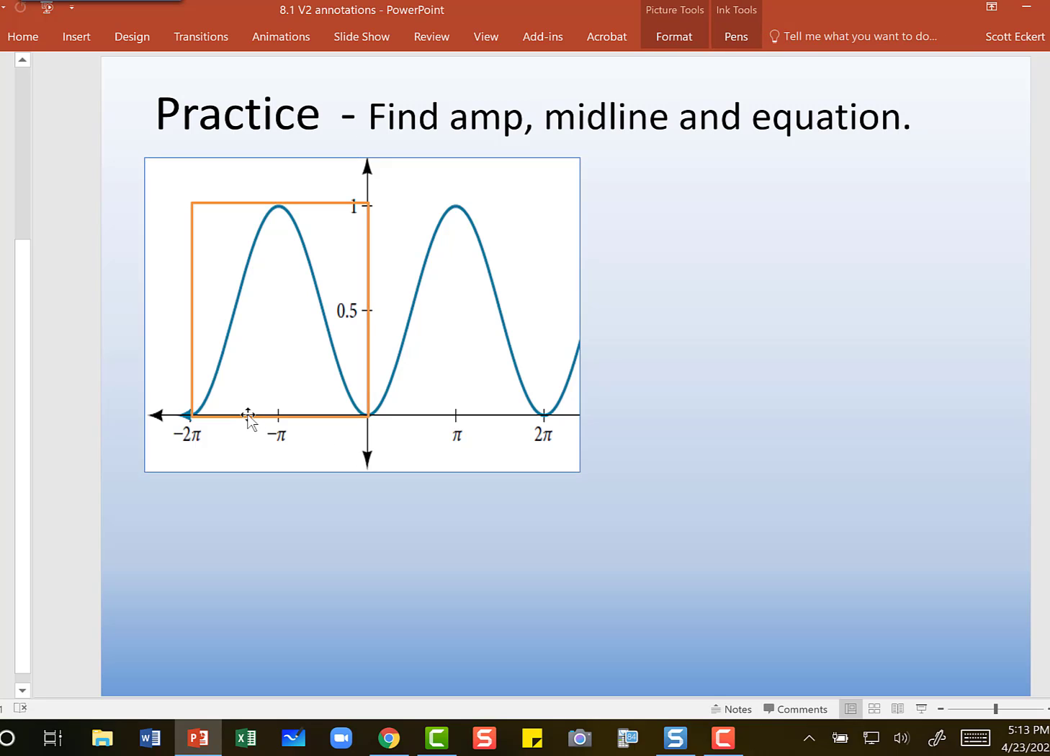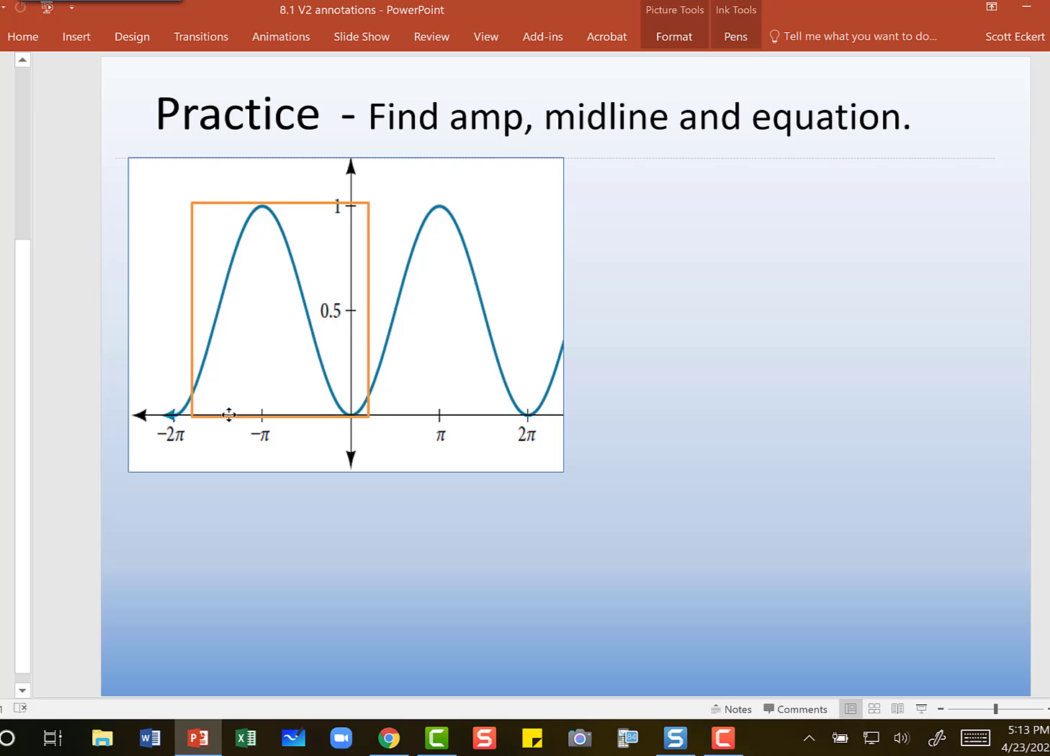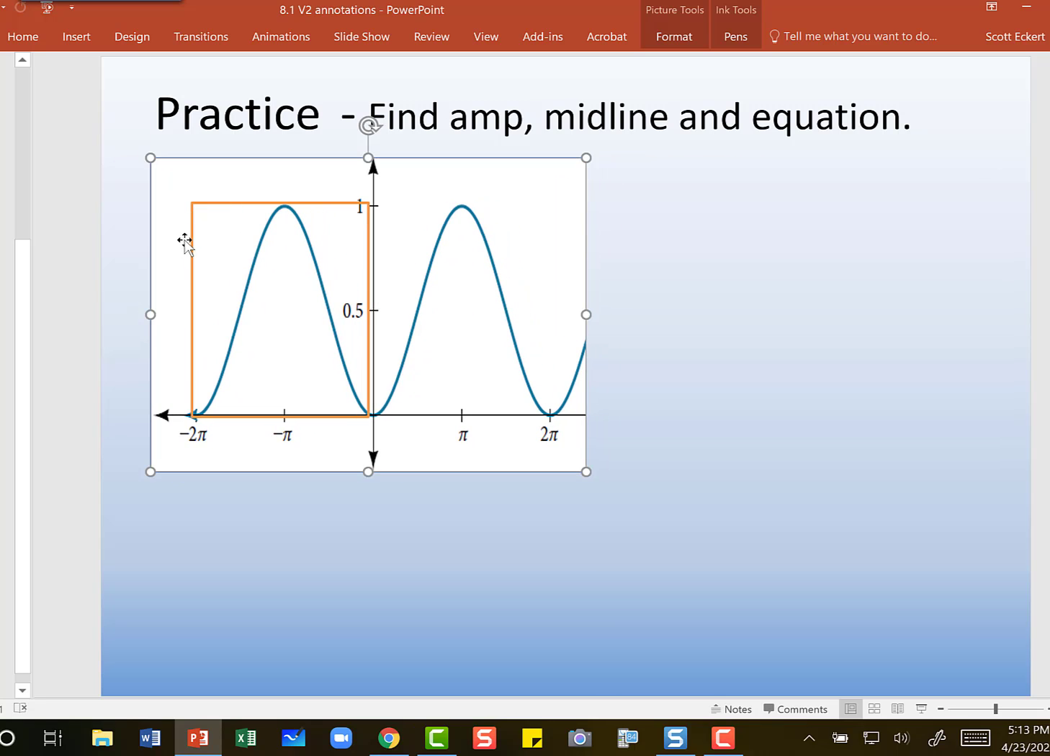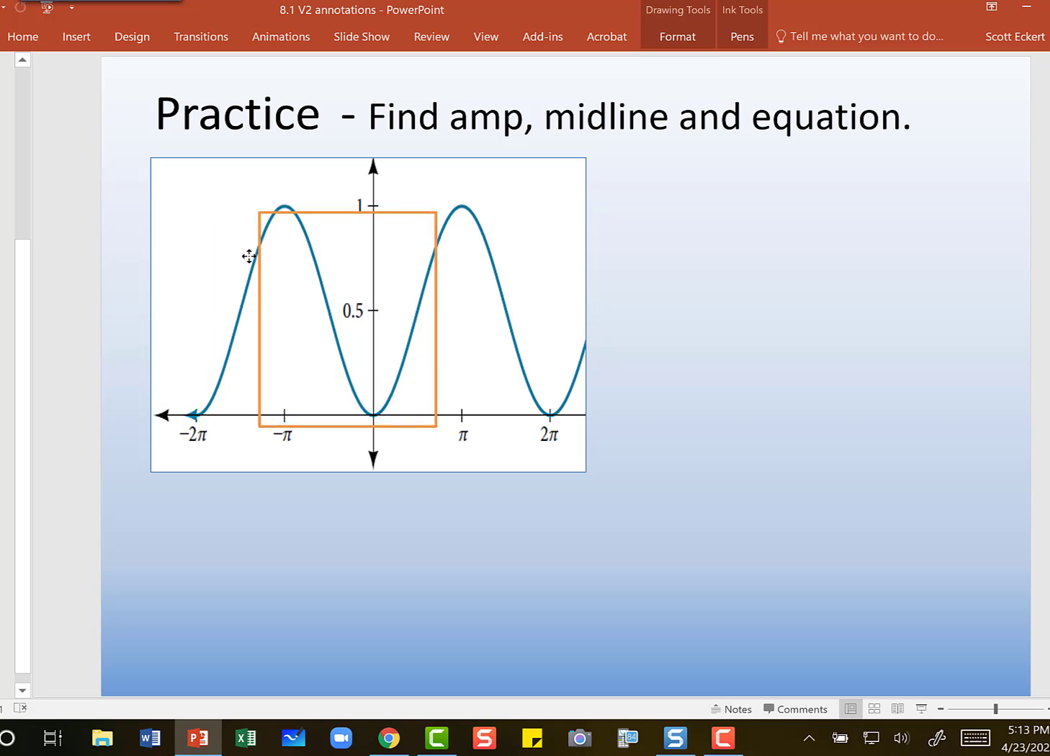However, this particular window is a window that is shifted to the left. So I have a horizontal shift left that's going to make my equation slightly more difficult to create.